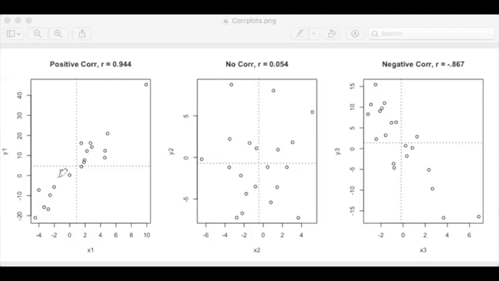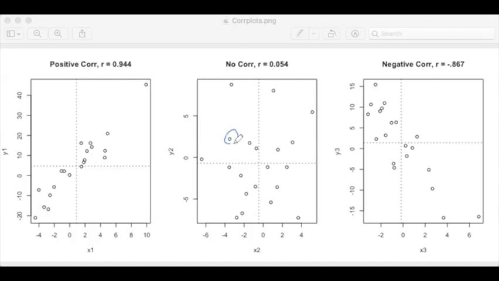So when we add all of these z-score times z-scores together, they're mostly positive with this exception, and they're all going to get added together, which is going to give us a relatively large positive number.